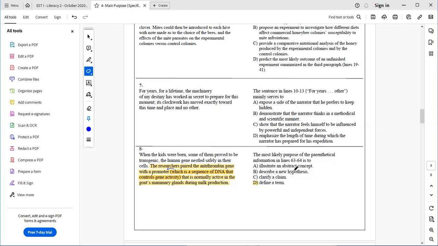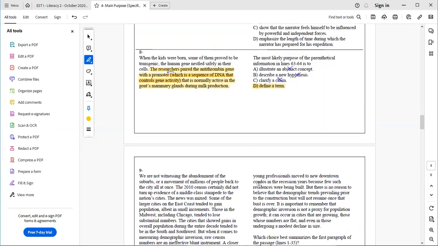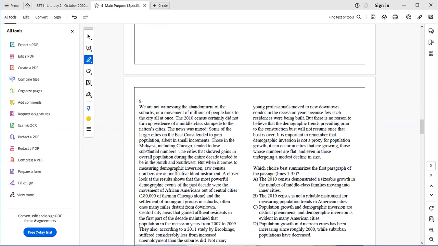So illustrate an abstract concept? No, DNA is not abstract. DNA is concrete. Describe a new hypothesis? No hypothesis because this is a fact. Clarify a claim? This is not a claim. Define a term? Yes. What is the promoter? It's a sequence of DNA that controls gene activity. Perfect, both of you. Okay. Let's go to number 9.